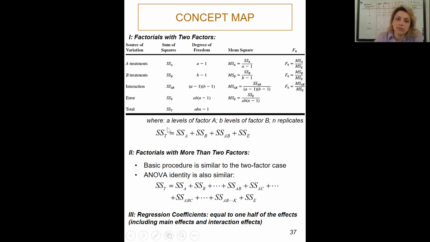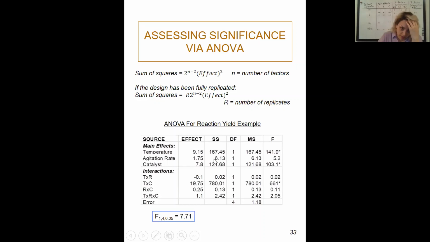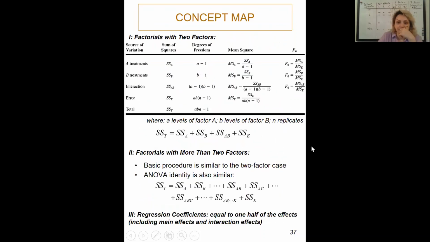Here are the equations that we have, as a concept map. We have the treatment, A, B, interactions, and their error. So these are for factors with 2 factors. With more than 2 factors, we would go with the equations that we have on this page, page 33. The main thing is that we need to find the effect and the sum of squares. And then the sum of squares of the total is that we add all of these.